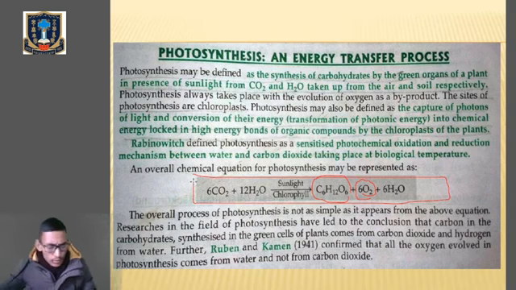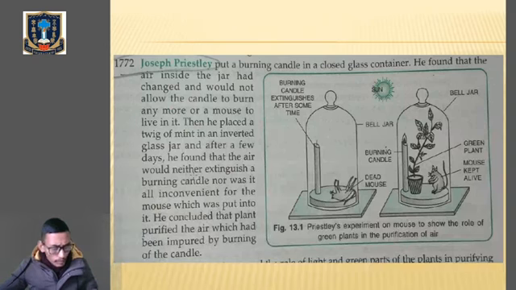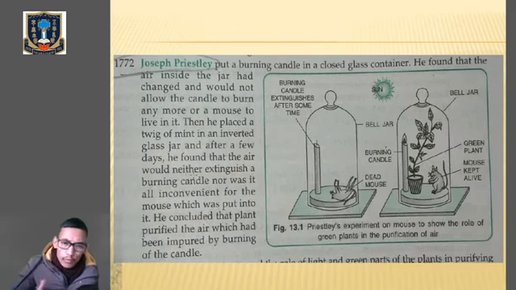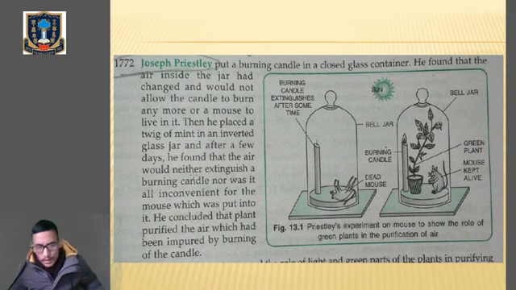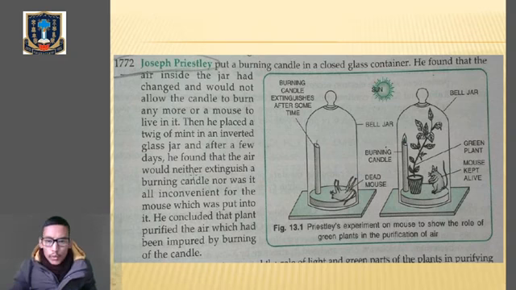Okay, now next one we will discuss the development of knowledge about photosynthesis, or the historical background of photosynthesis. So we have the scientist called Joseph Priestley. It's on page number 13.3. Okay, we'll see the contribution of a few of the scientists to the process of photosynthesis.